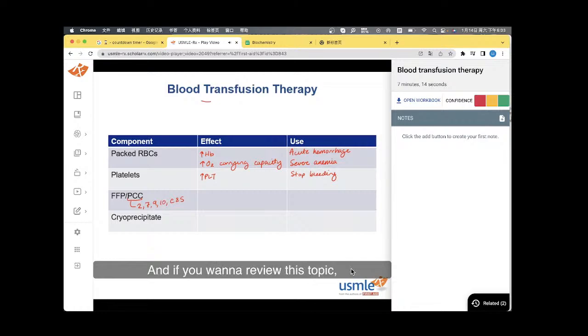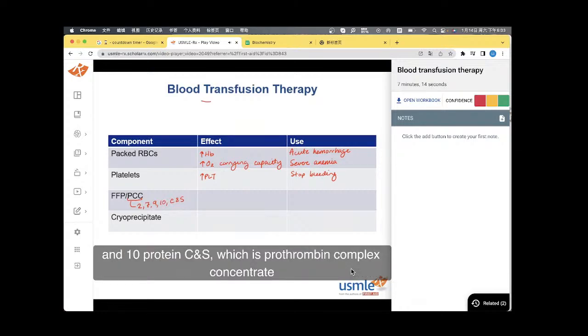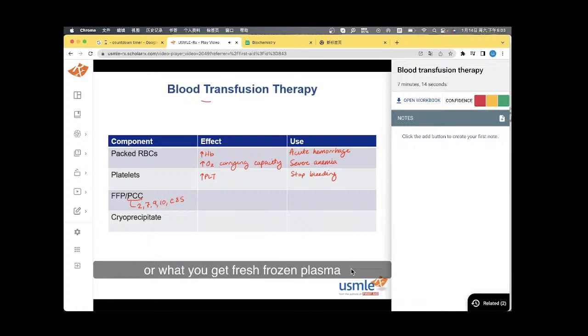And if you want to review this topic, we actually have an entire video that covers vitamin K-dependent carboxylation in the physiology section of this very chapter. And there's actually a drug that we can give to inhibit vitamin K-dependent gamma carboxylation. Can you name what that drug is? Warfarin. That's right, warfarin. So the idea is that you give factors 2, 7, 9, and 10, and proteins C and S, which is prothrombin complex concentrate, or you give fresh frozen plasma if patients are lacking in those things.